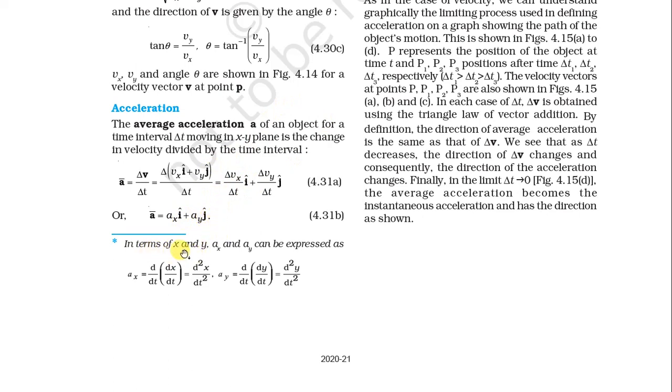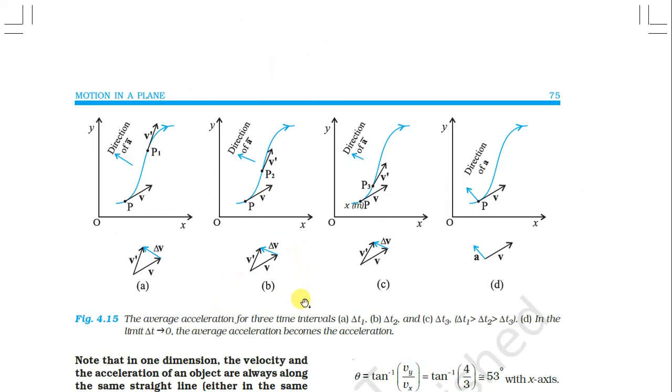See here, in terms of x and y, ax and ay can be expressed as the second derivative of the displacement vectors. So ax is equal to d by dt of dx upon dt, which is d square x upon dt square, and also ay is equal to d by dt of dy upon dt, which is equal to d square y by dt square.